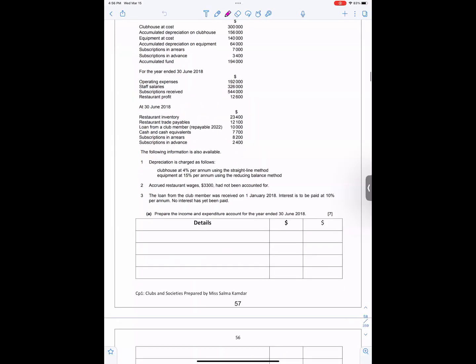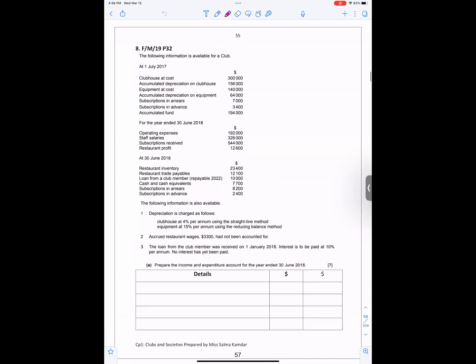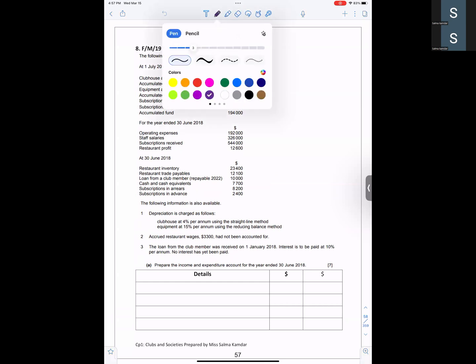Okay, so we are doing question number 8 of your book, which is Feb-March 2019, paper number 32. It's Clubs and Societies. It will be on page number 57 of your book. I hope you can see it. We are required to prepare a few things.